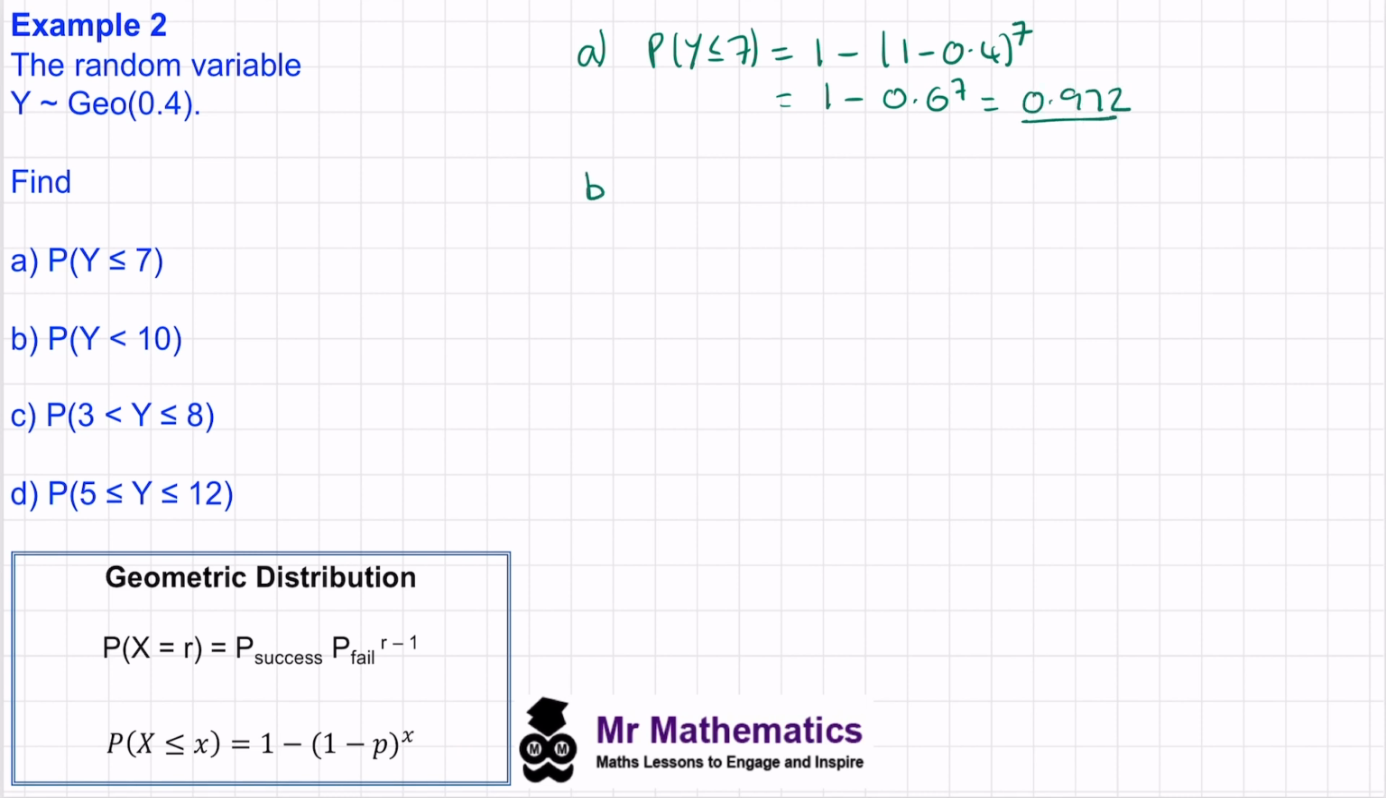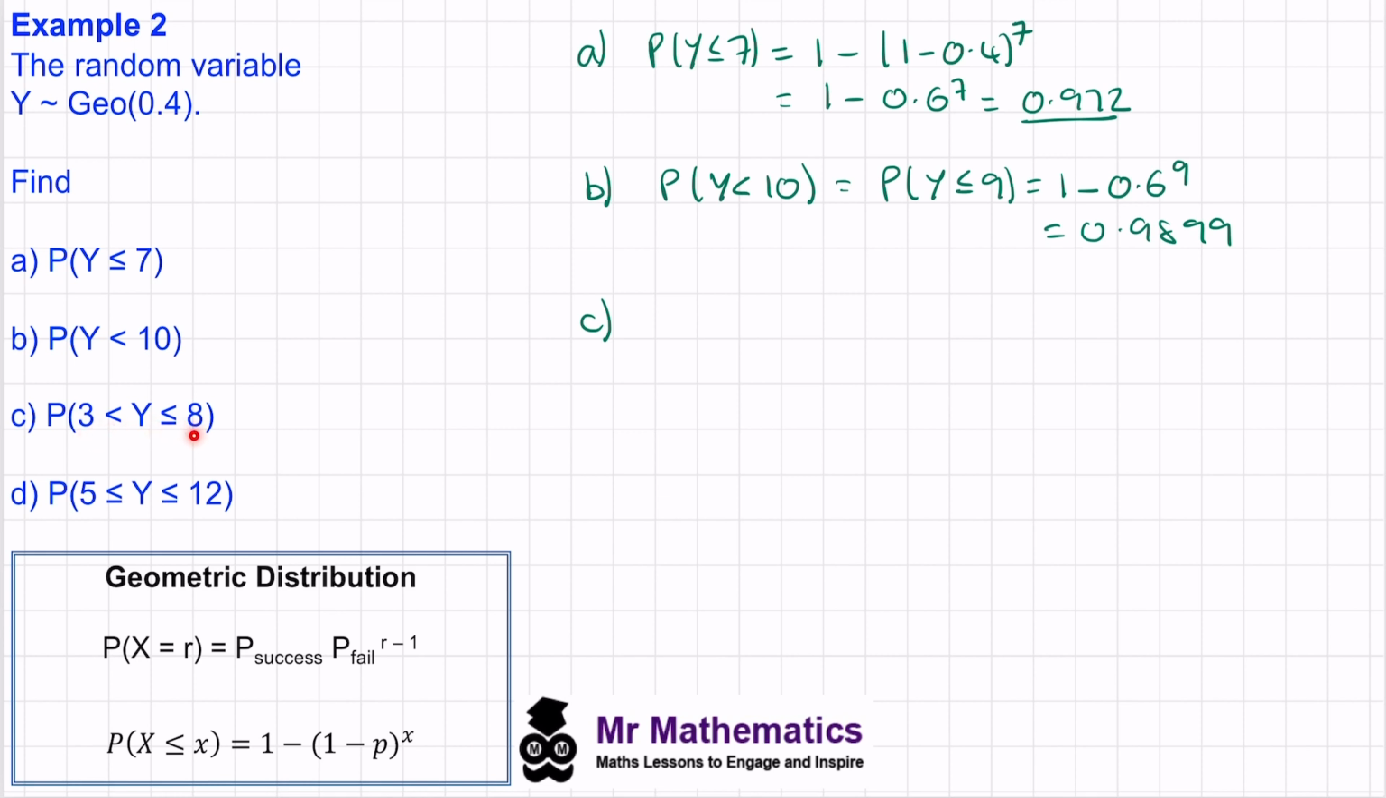For question B, the probability of our observed value being less than 10. Well, if it's less than 10, it cannot be 10, but it can be 9 and 8 and 7 and so on. So this will be the same as the probability of y being less than or equal to 9. So this will be 1 minus the probability of failing, 1 minus p, 0.6 to the power of 9. And this gives us 0.9899.